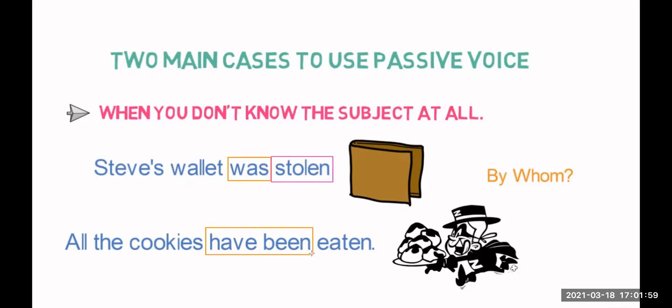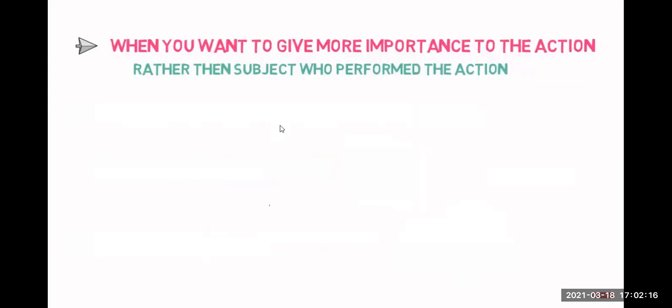Okay, so this is the verb to be in the present perfect. And the other verb needs to be in the past participle. Okay, so this is in the present perfect. Let's go to the next situation in which we need to use the passive voice. It says, when you want to give more importance to the action rather than the subject who performed the action.